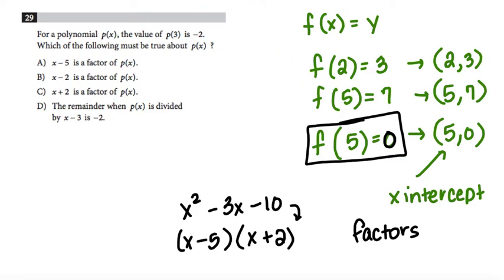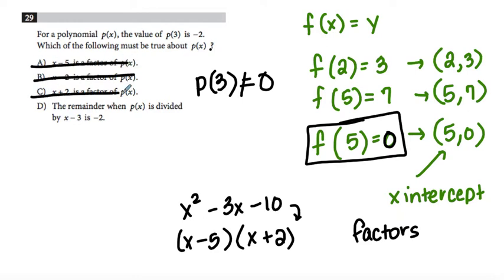But in this case, it says for a polynomial p of x, the value of p at 3 is negative 2. Which of the following is true about p of x? Well, the fact of the matter is I know p at 3 doesn't equal 0. So I know that 3 is not a factor. And actually, none of these are represented by that information. So even if I didn't know that D was the answer, I would know that 3 was not a factor, and these don't give me enough information to get those as answers.